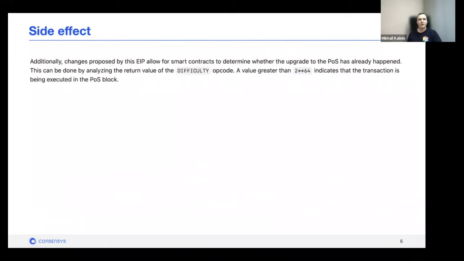So let's move on. There is also a small side effect. If anyone would like to create a smart contract that for some reason will need to distinguish the proof of stake world from the proof of work one, this EIP offers some trick to do this. It's based on the fact that difficulty values in the proof of work network are limited by 64 bits size. Actually, it's like 56 or 57 bits. I don't remember the exact number here, but it doesn't matter that much. So you may analyze the return value of the difficulty opcode, and if this return value is greater than 2 to the power of 64, it would indicate that the transaction is being executed in the proof of stake block. And if it's lower, then that must be the proof of work block.